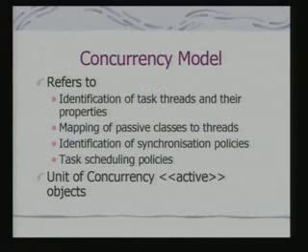Next comes the concurrency model. We have seen that we need to identify the concurrent tasks depending on the external world and its requirements. The concurrency model refers to identification of task threads and their properties. It tells you how to map passive classes to threads, and covers identification of synchronization policies and task scheduling policies. A unit of concurrency is what we call an active object. Active objects are again stereotyped objects.